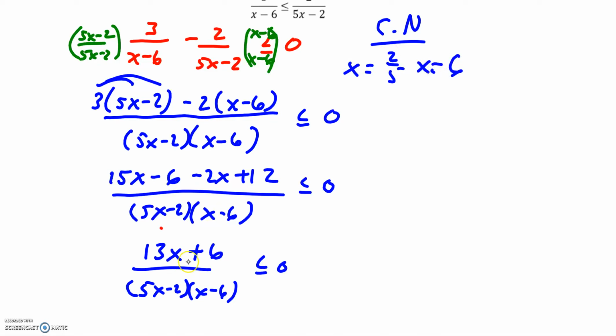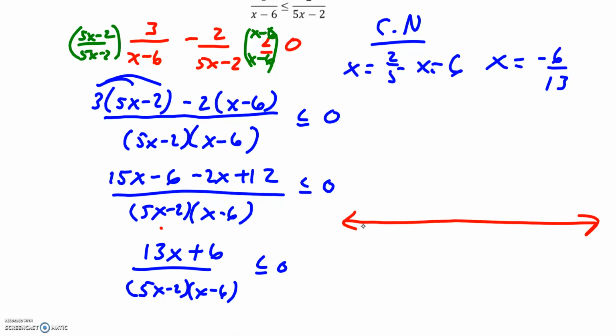And if I set my numerator equal to 0, I get a lovely answer of negative 6/13. So if I make my number line down here, my critical numbers would be at positive 6, and that would be an open dot because it's in the denominator. I can never equal the denominator. 2/5 would also be an open dot because it's in the denominator. However, negative 6/13 would be a filled in dot because we have a less than or equal to, and the numerator is a 0, so that is possible.